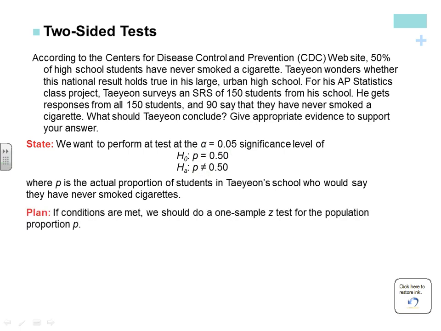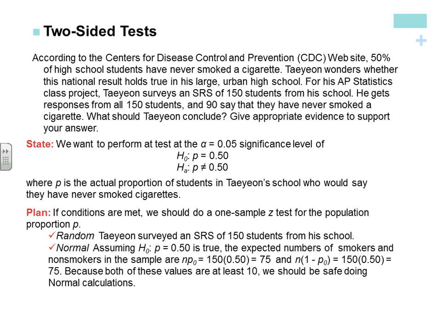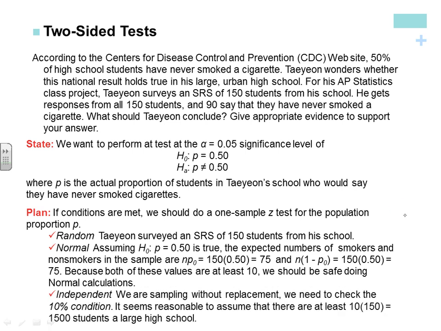So in this case, we have a one sample z-test for the population proportion. We're going to check our conditions. Said it was random. Let's see if it's normal. N times P, N times 1 minus P, both are greater than or equal to 10, so we're good. And independent, so since we're sampling without a replacement here, we're going to check our 10% condition. So 10 times 150, I say that there are at least 1,500 students if it's a large urban high school.